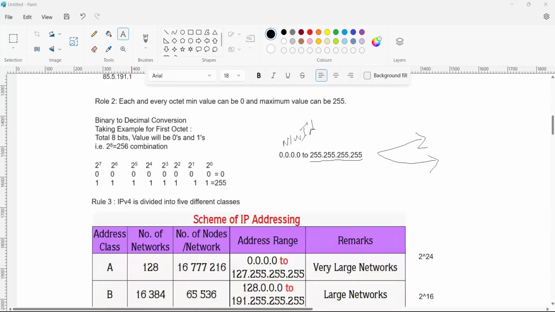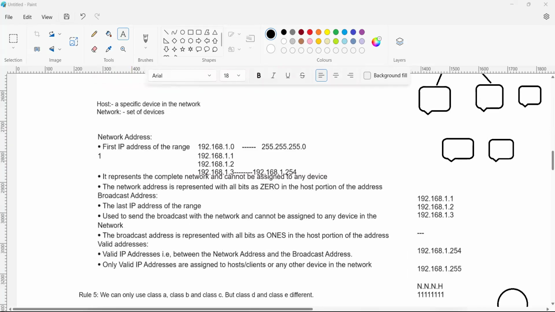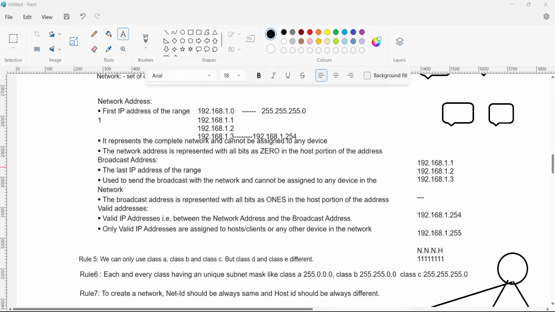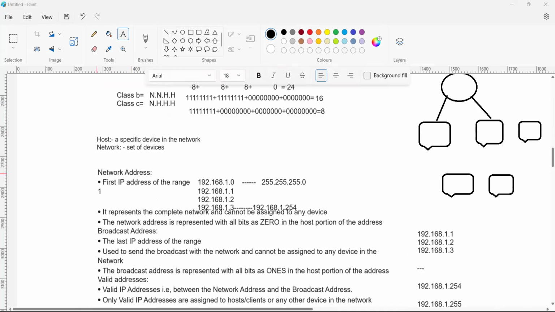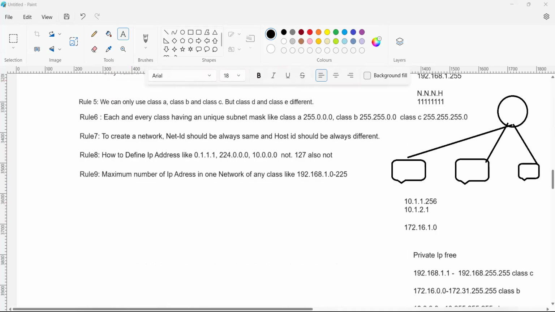And these are the IP ranges, and this is how we assign the valid IP addresses, the network address and the broadcast IP address. What is the network ID address? The network address means the network ID.